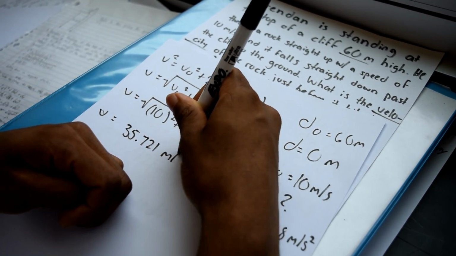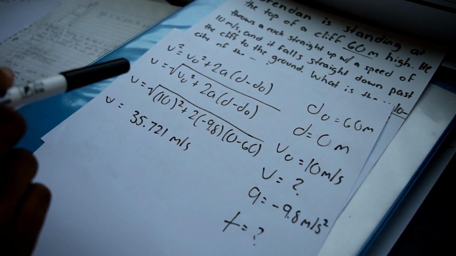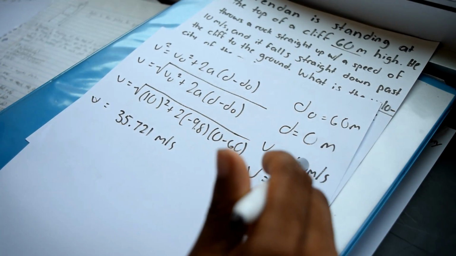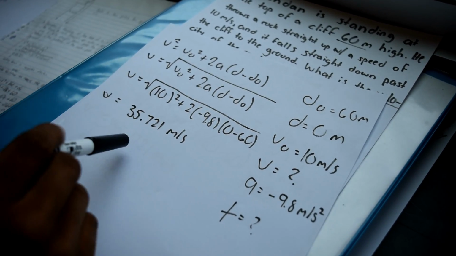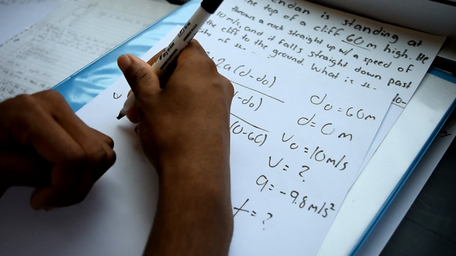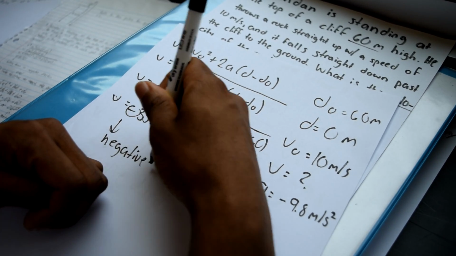35.721 meters per second. But if you look at this answer carefully, it may not make sense because the initial velocity was thrown up and it was positive, and this rock is going down and it's negative. So if you're having these doubts, you're actually right. The answer should be negative because it's in a negative direction.